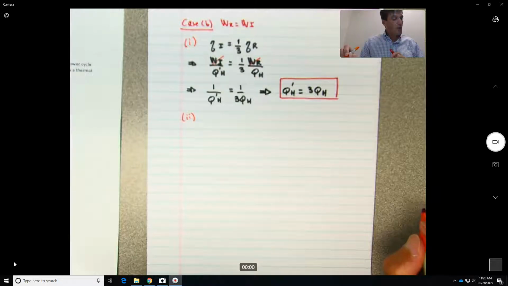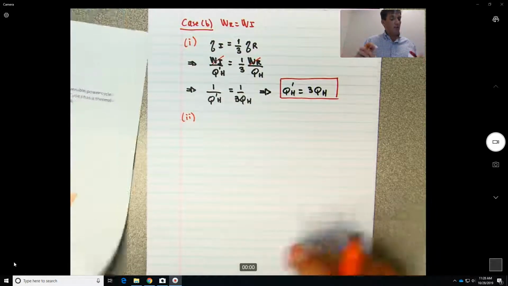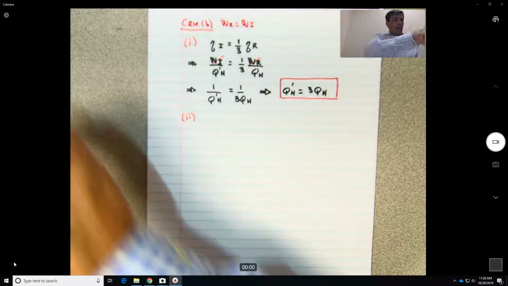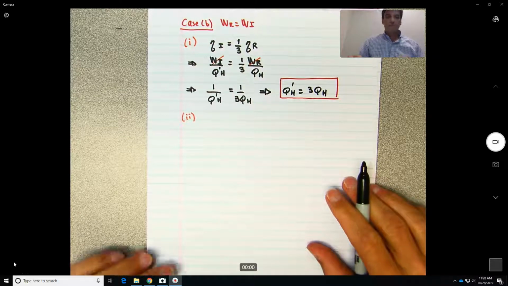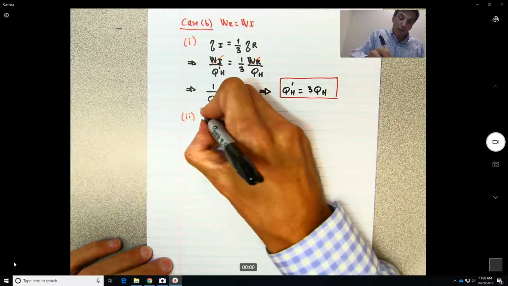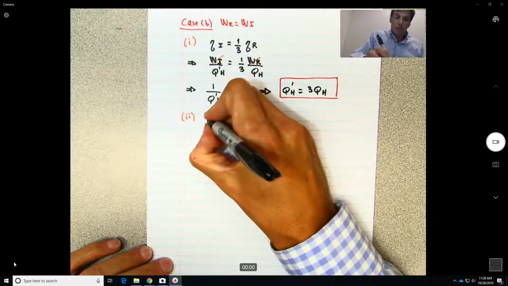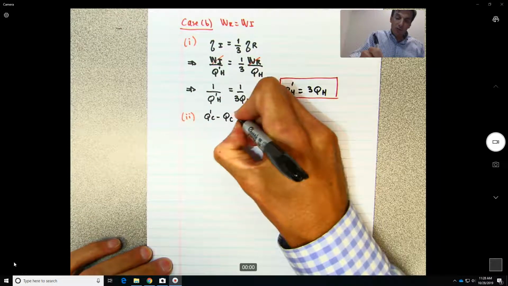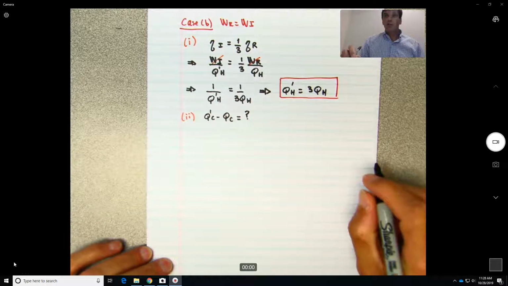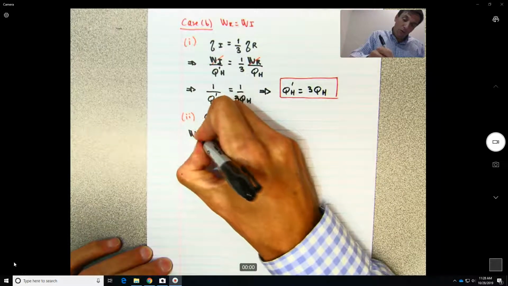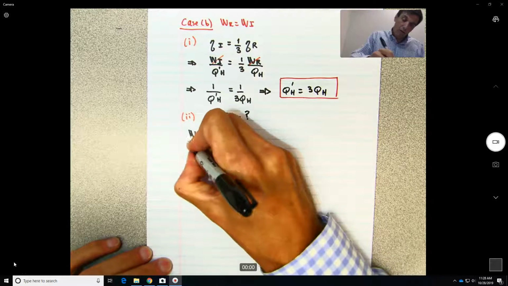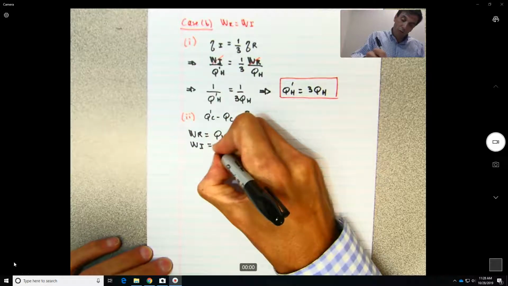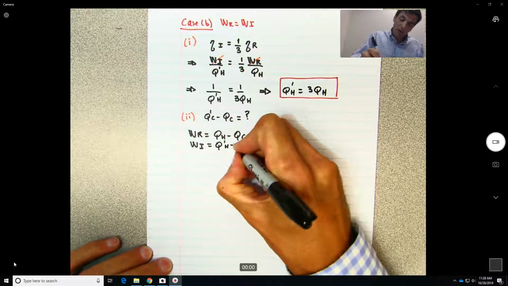And second, we need to determine which discharges the greater energy by heat transfer to the cold reservoir. So same thing as before. So we follow exactly the same procedure. We're going to evaluate Q prime C minus QC. And in order to do it, we do the same thing as before. QH minus QC equal Q prime H minus Q prime C.